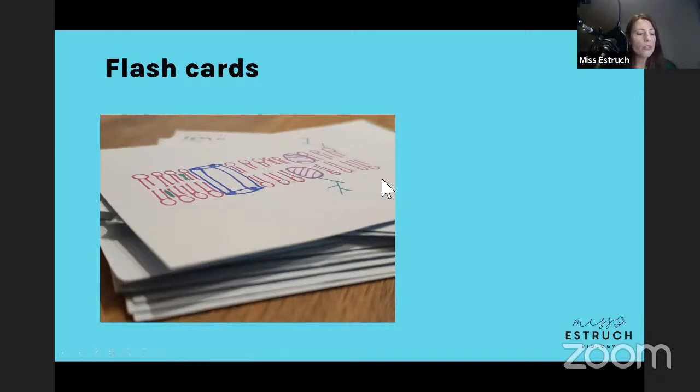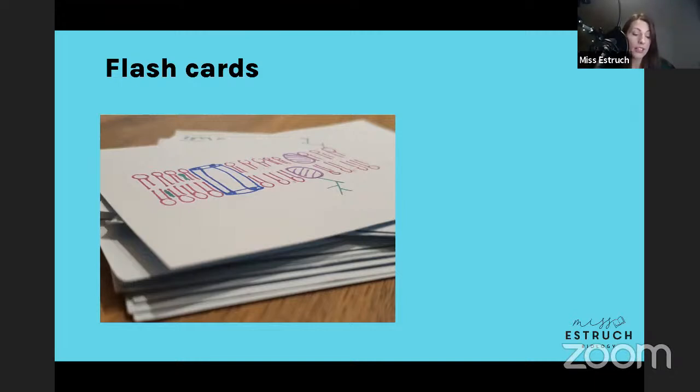How many people use flashcards? And if you do, how do you use flashcards? And by that, I mean, do you use paper copies? Do you use any of the apps, so Anki or Quizlet? How much writing do you put on your flashcards? Okay, so someone says, no, I don't use them.